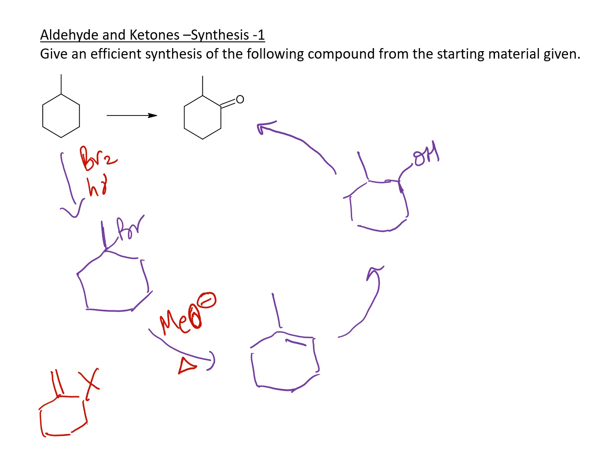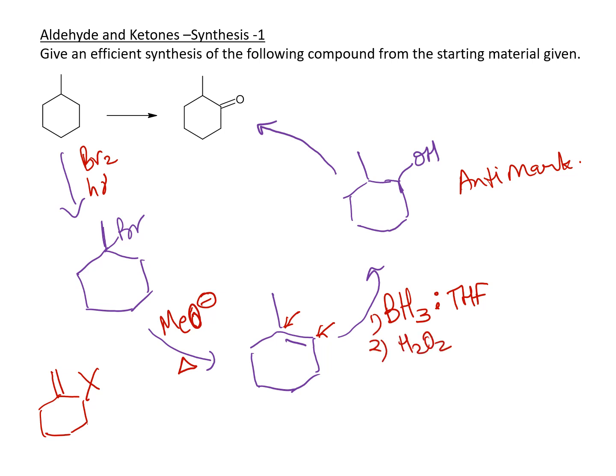Once I have my double bond, now I need to go ahead and add the alcohol. Now I have two different carbons over here. This one is more substituted, this one is less substituted, which means this is going to be an anti-Markovnikov addition. For our anti-Markovnikov addition, the only thing I can use here is hydroboration, which is BH3, THF, and then of course we have to use peroxides. Remember, wherever you use peroxides, that gives you anti-Markovnikov. So now we have an alcohol.